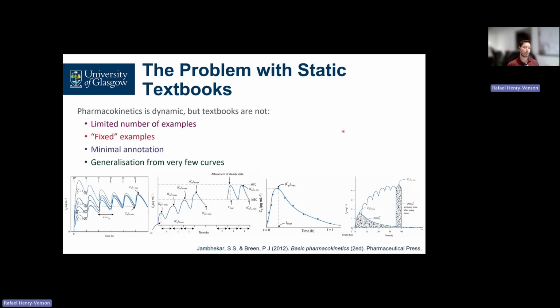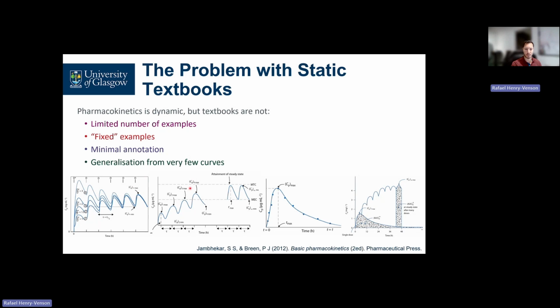Now, whenever I'm teaching pharmacokinetics using books, it is a struggle because textbooks are static. They have a limited number of examples. These examples are fixed, so I cannot change parameters in these examples. There's minimal annotation in these examples.